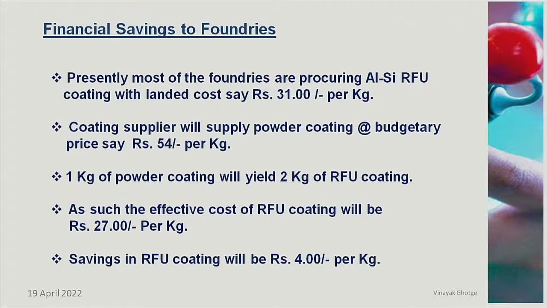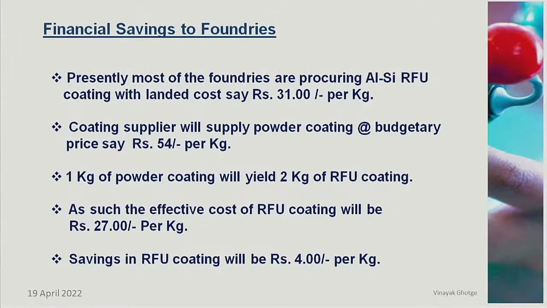We'll just look at the financials. Presently, most foundries use aluminum silicate ready for use coating with a landed cost of around 31-32 rupees a kg. The powder coating which we will offer you will have a budgetary price of around 54 rupees per kg. This price may vary from foundry to foundry based on the product used, but it is roughly around the same. 1 kg of powder coating will yield 2 kg of ready for use coating. So the effective price of powder coating will be about 27 rupees per kg. Hence, the saving in RFU coating itself is about 4 rupees per kg.